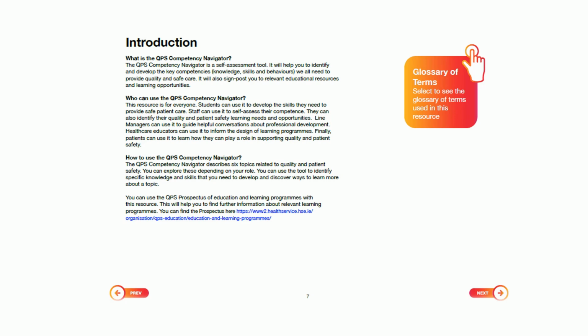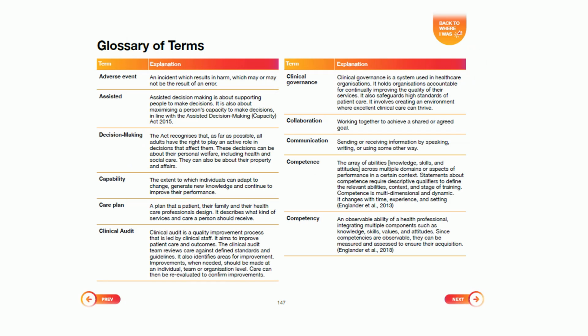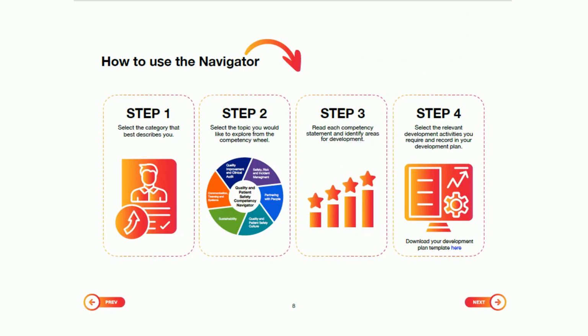There's also a glossary of common quality and patient safety terms that are referenced throughout the Navigator. And if we select the button on the top right, it will bring us directly to that glossary. So here you can see the first page of an 8-page glossary, and you'll notice that there's a button on the top right of the page that will bring you back to where you were. So now we are ready to start using the document.